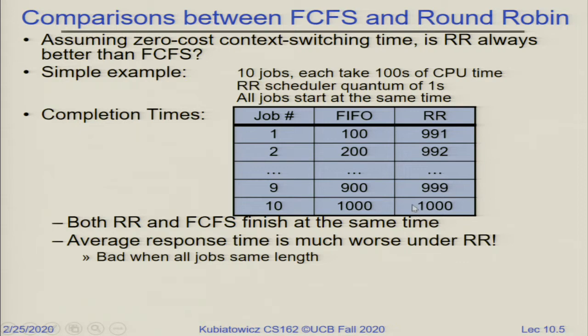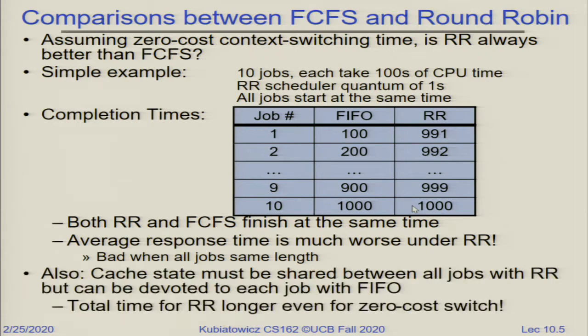But what can we say about this? Well, the average response time is really bad for the one on the right, because every job waits almost 1,000 seconds to finish. In the first case, the first one gets done in 100, right? So just because you can use round robin maybe doesn't mean you should. And in fact, if you're switching every second, that's probably okay. But if you're switching every 100 milliseconds or 10 milliseconds, your cache state's going to get in the way, and your context switch overhead's going to get in the way.